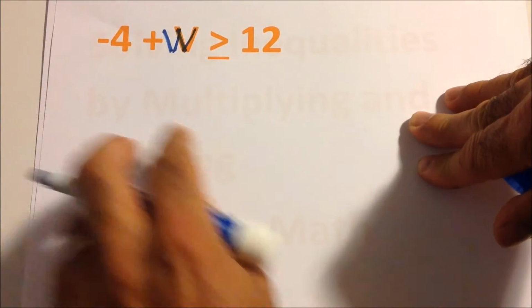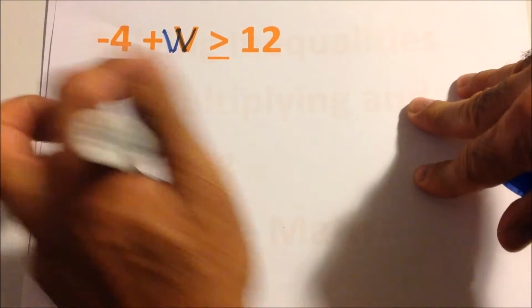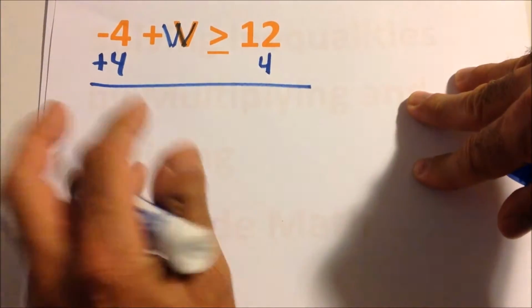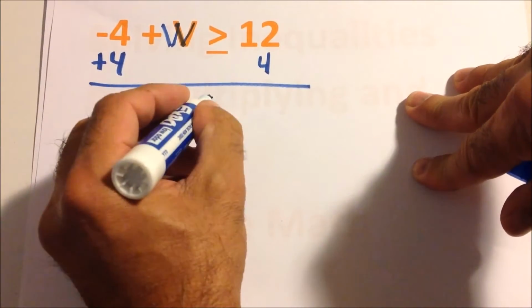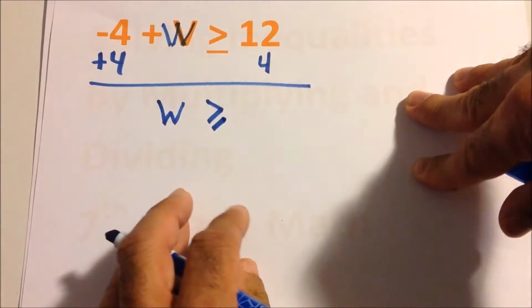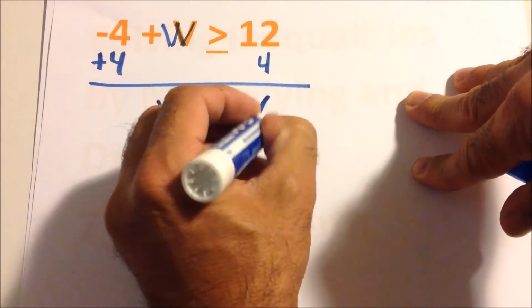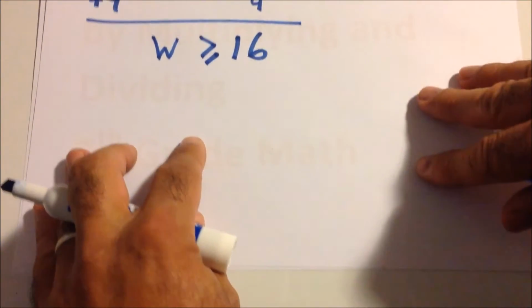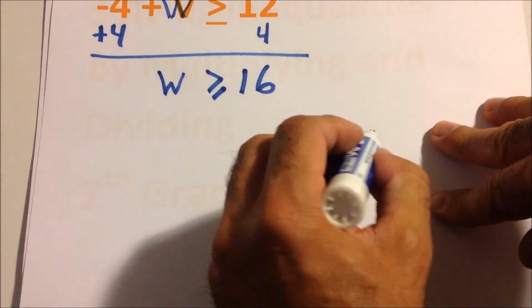So again, we have a negative 4. We want to do the opposite. So we'll plus the 4 on both sides. Plus 4 on both sides. Now we have w is greater or equal to 16. Remember, we're plussing on both sides. So that is our inequality statement, and we can draw a line.